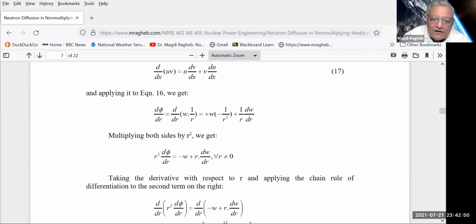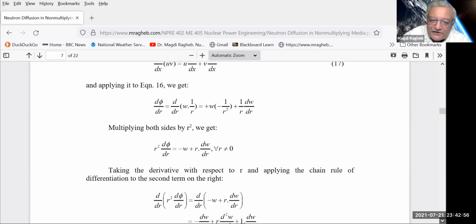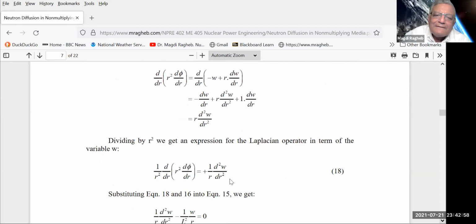All right, so we take now r squared d phi by dr, and we take its derivative. We repeat the chain rule of differentiation. That's a difficulty that we are meeting today. We take the first term r, of course r squared d phi by dr we have already determined is equal to minus w plus r dw by dr. So the first term derivative, minus dw by dr, is simple, but for the second term, we take the first term r by the derivative of dw by dr, the second term d squared w by dr squared, plus the second term dw by dr multiplied into the derivative of the first. dr by dr is 1.